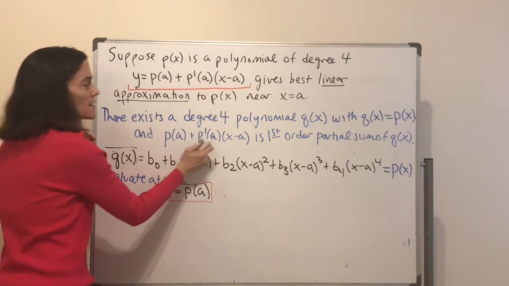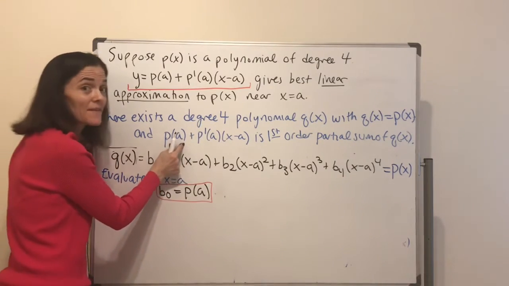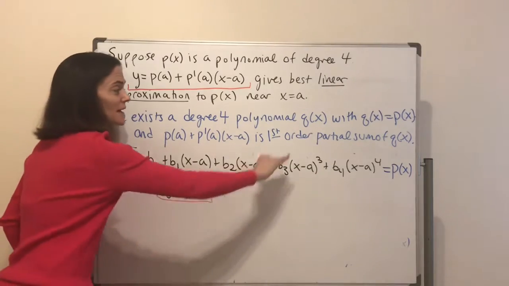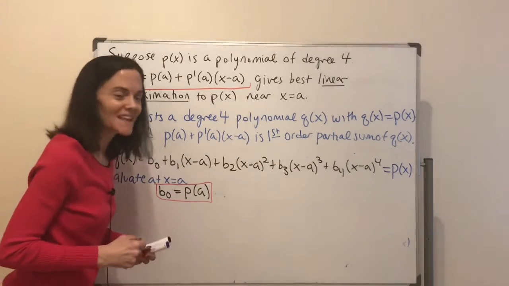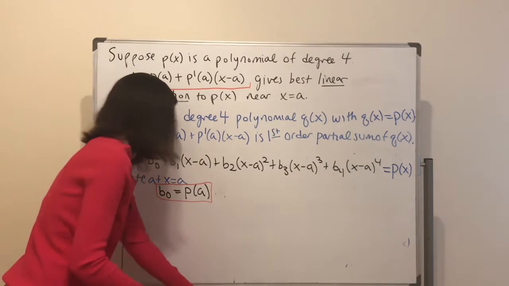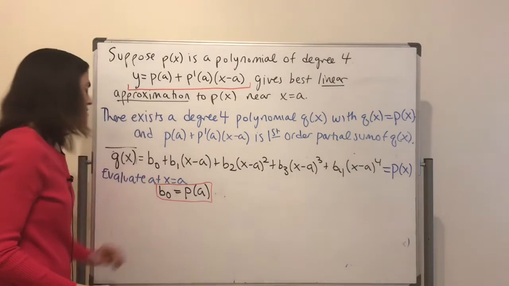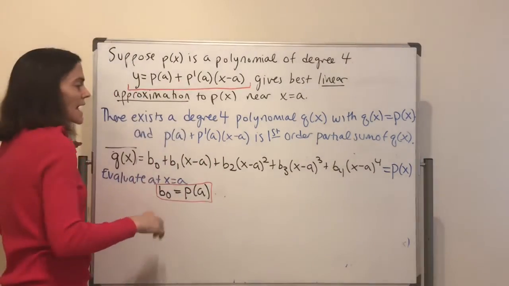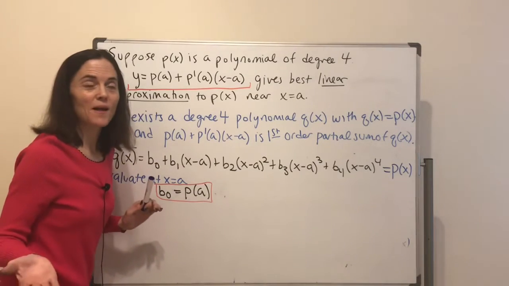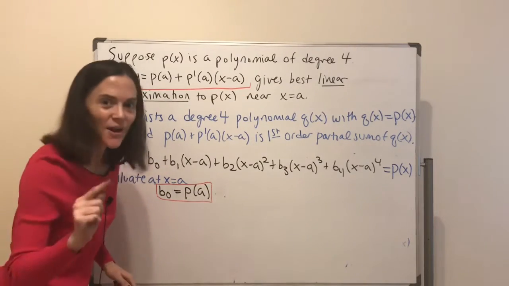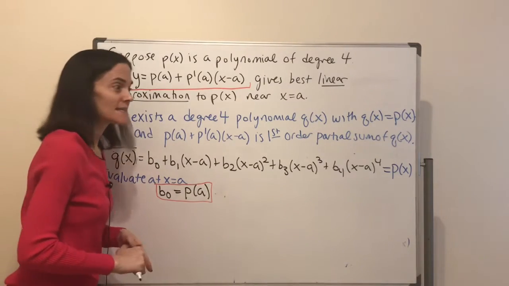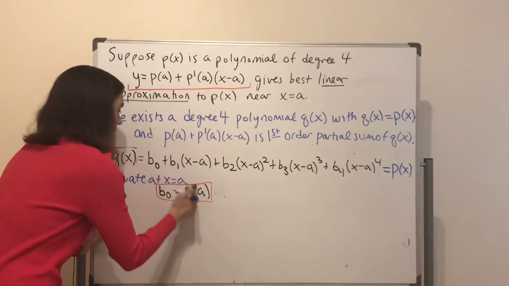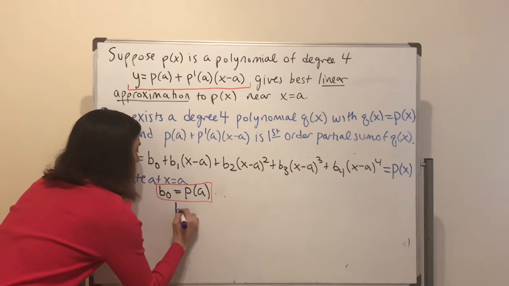I said this was the first order partial sum, so we should have p of a here, and we should see p prime of a for b1. I will calculate b2, b3, b4 like this, and then I will mention how it works generally. Now we have solved for one of them. What am I going to do now? Well, I have this big expression, and I can take the derivative. Differentiating polynomials is easy-ish; it's the easiest thing we take derivatives of. So this term becomes 0, and I take the derivative here and I get b1.